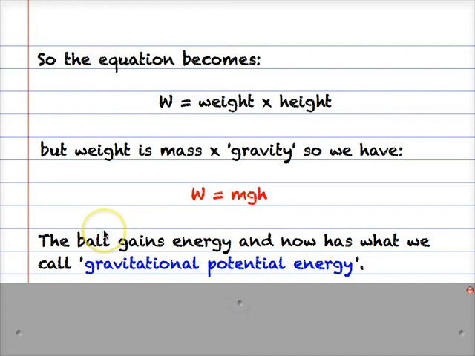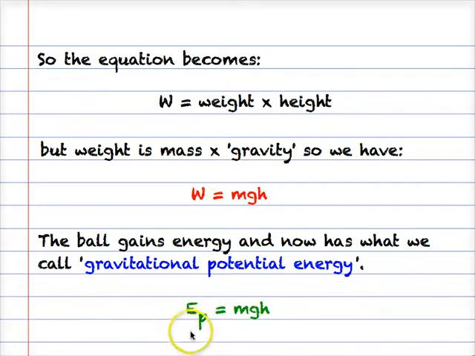So as you push it, you get tired, your energy is transferred to the ball, and the ball gains energy. And we call this energy gravitational potential energy. So the amount of work done is the energy transferred to the ball. So we have this equation, E suffix P, for gravitational potential energy, equals mass times the gravitational field strength multiplied by the height. g on Earth is close to 10, 9.81 newtons per kilogram.